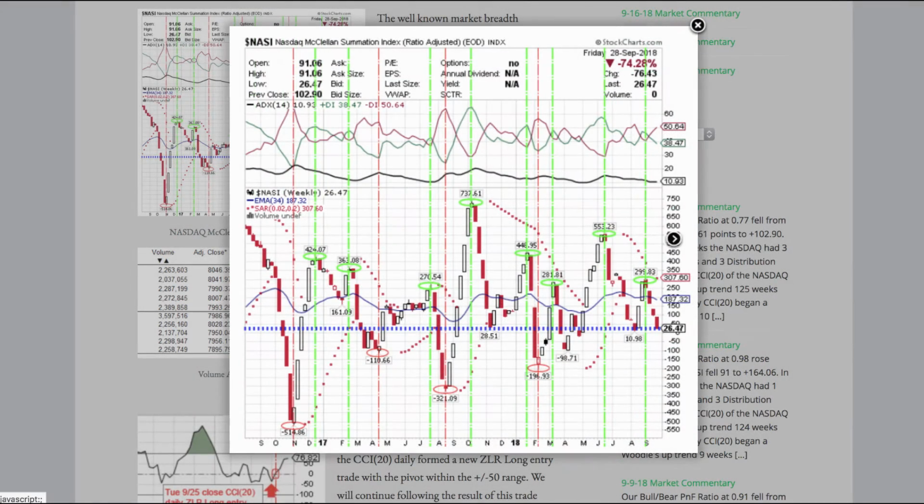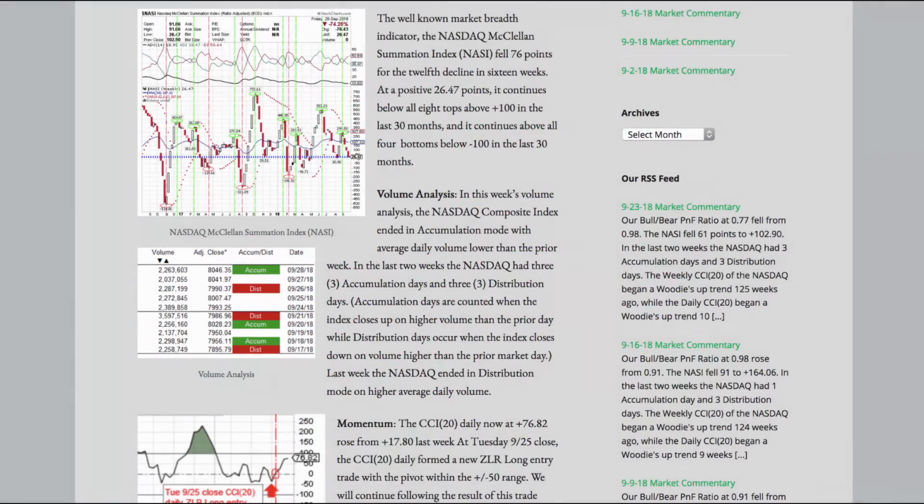The well-known market breadth indicator, the Nasdaq-McClellan Summation Index, fell 76 points for the 12th decline in 16 weeks. At a positive 26.47 points, it continues below all 8 tops above plus 100 in the last 30 months, and it continues above all 4 bottoms below minus 100 in the last 30 months.